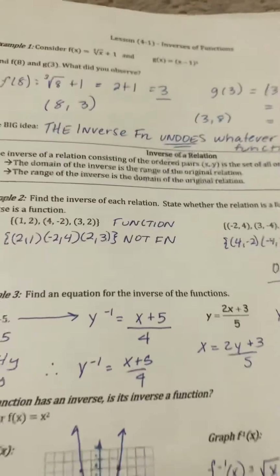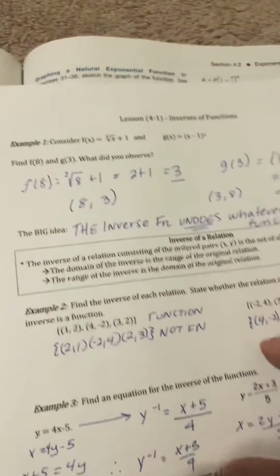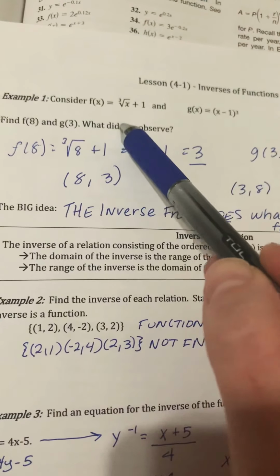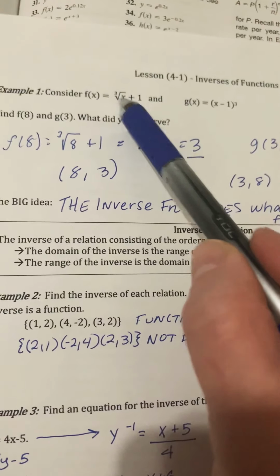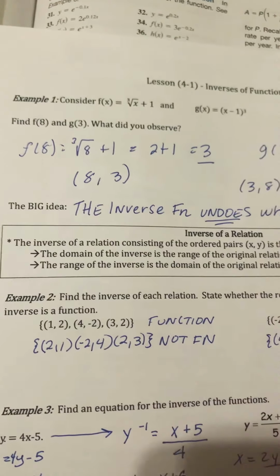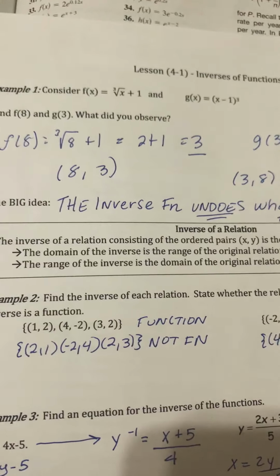Okay, this is the first lesson of chapter 4. This is inverses of functions. So right here we have two functions. We have the cube root of x plus 1, and then we have subtracting 1 and cubing. So it's kind of obvious that they're opposites of each other, but will they undo each other?